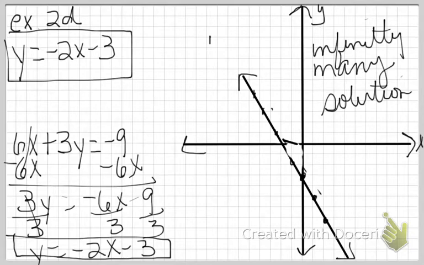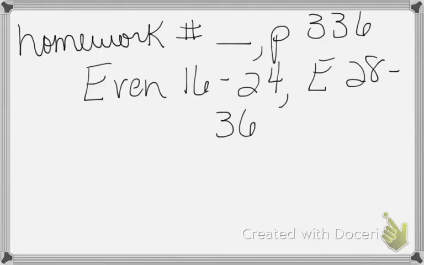Your homework is page 336, even numbers 16 through 24, and even 28 through 36. You'll look at your calendar to see exactly what page number. It is due the very next class meeting. Make sure you copy all of these examples down in your notebook. If you did not do that, you need to go back through all the slides and copy them down in your binder on graph paper.